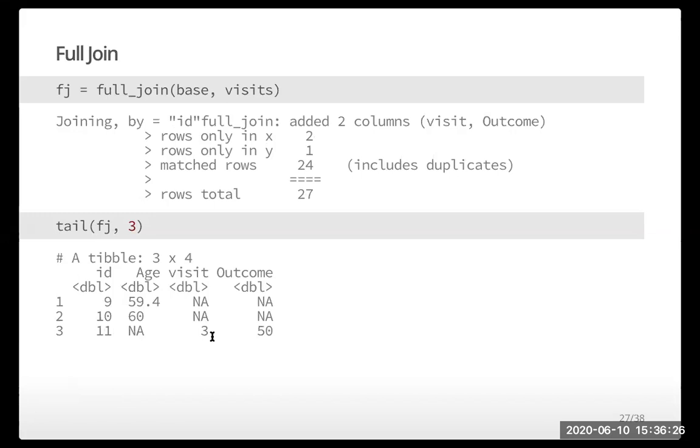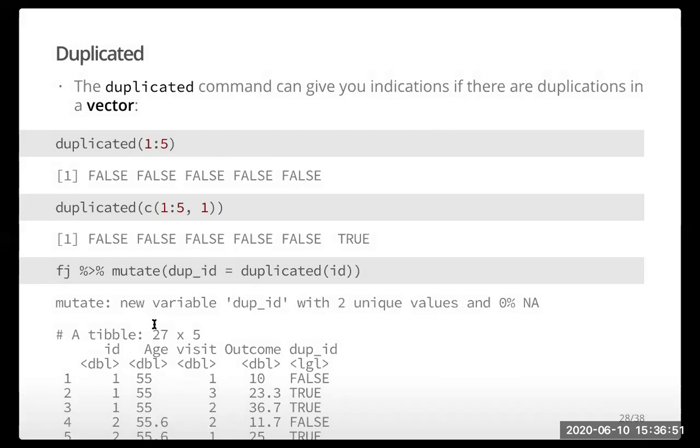Now, a full join says, I don't care if you're in X, I don't care if you're in Y, I don't care if you're in both, you are coming in this data set. So if we look at the tail of FJ, which is the output of the full join, we see records 9, 10, and 11 are in there because all the records 1 through 8 are already still going to be in there, but records 9 and 10 were in baseline, but had no follow-up. Record 11 had follow-up, but no baseline, but they're all included in a full join.